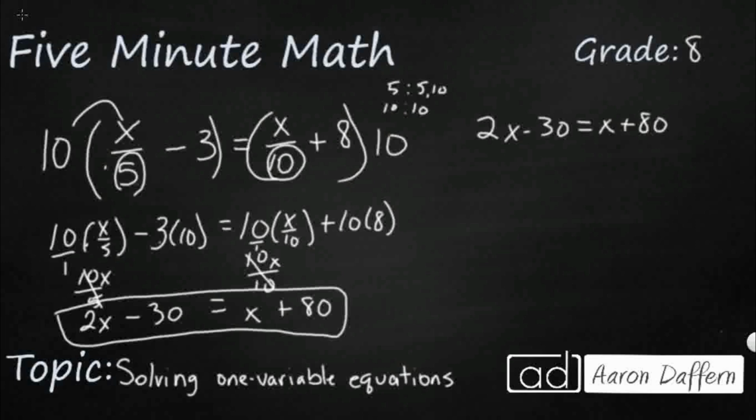Much simpler. Now let's go ahead and move the x's over to the left. So let's subtract x from both sides, right? And x minus x is just going to give me nothing, so that's just going to give me an 80 on this side. 2x minus x just equals x. So that's going to be easy. I've got x minus 30 equals 80, right? And then I just need to add 30 to both sides. And we've got x equals 110.